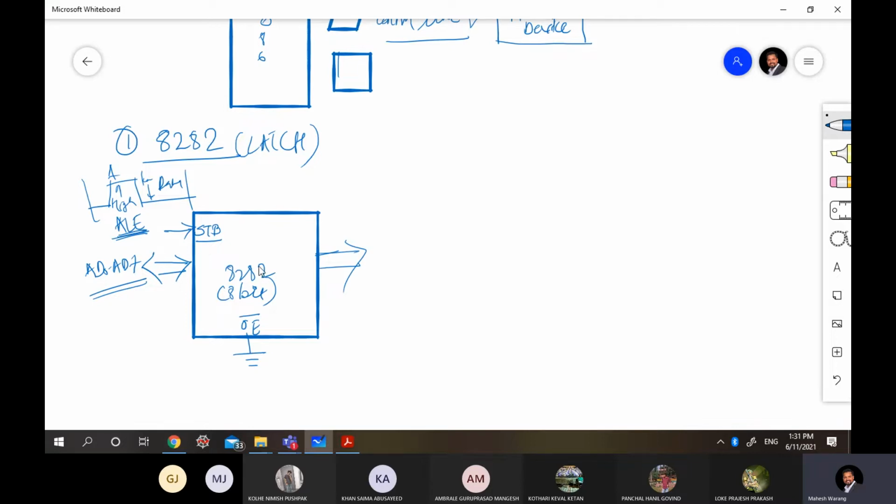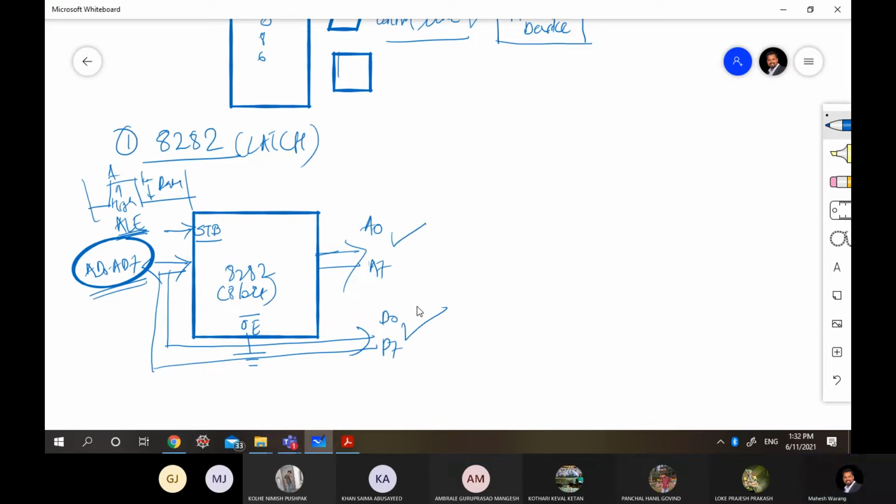Now what is the function of this one? It will just pass the first one out, meaning when ALE is high, whatever the port gives at that time is available at the output of this latch. After this operation, we get A0 to A7 at the end of the latch. It will block D0 to D7, which will be available from here, because if I pass A0, the remaining will be D0 to D7. So this is how it was earlier multiplexed, AD0 to AD7. Now I'm demultiplexing it: address lines separated, data lines separated. Understood? So this is how the latch works.